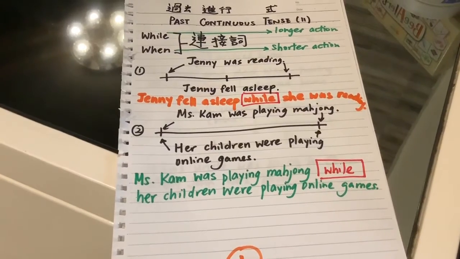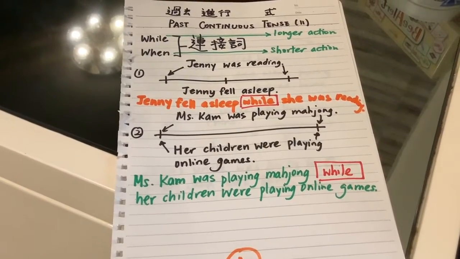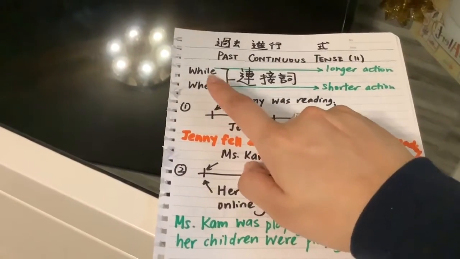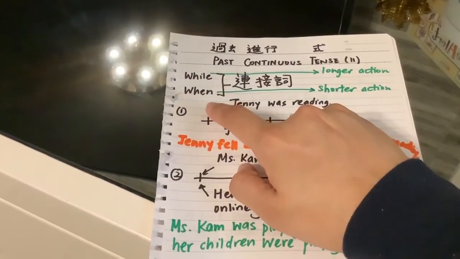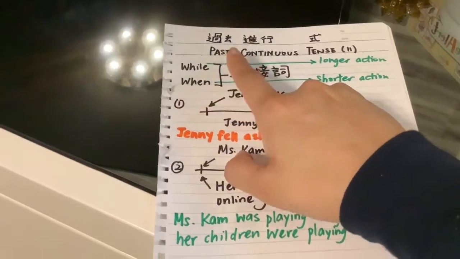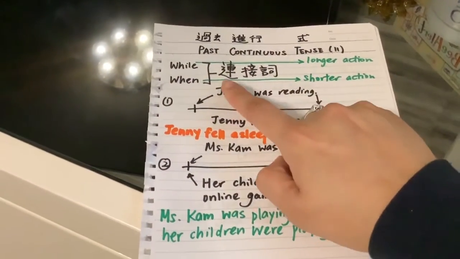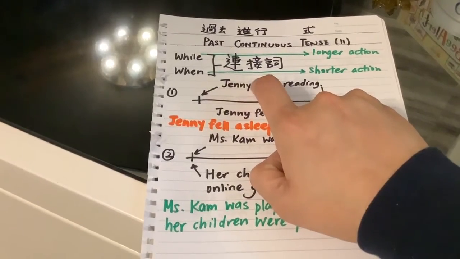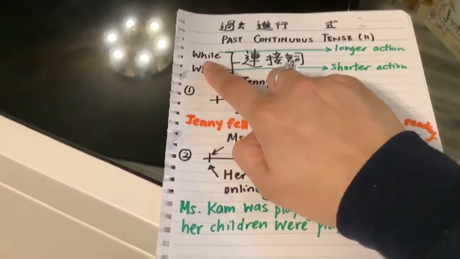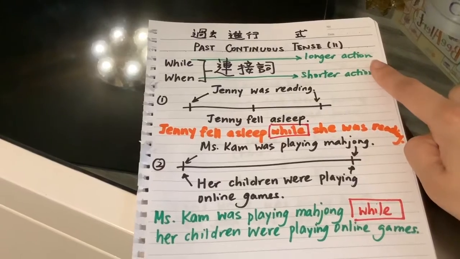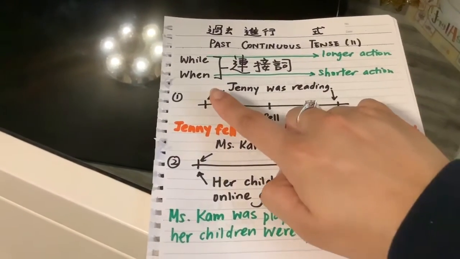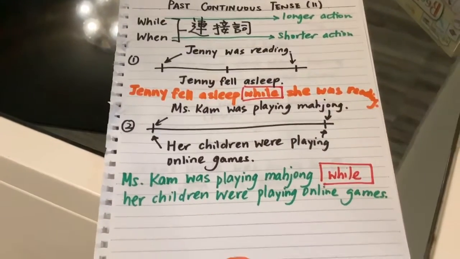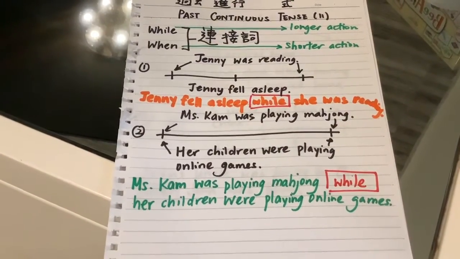So today we're going to talk about past continuous tense part 2, and we're going to tell you about these 2 points, while and when. If you see this in past continuous tense, they are connectives. They're used to connect 2 sentences together. So if you use while, it is for longer action. And when you use when, it is for shorter action. What do I mean? So I'm going to show you various examples.